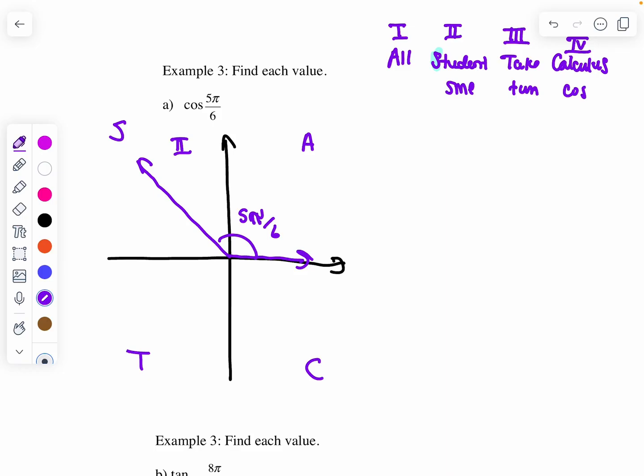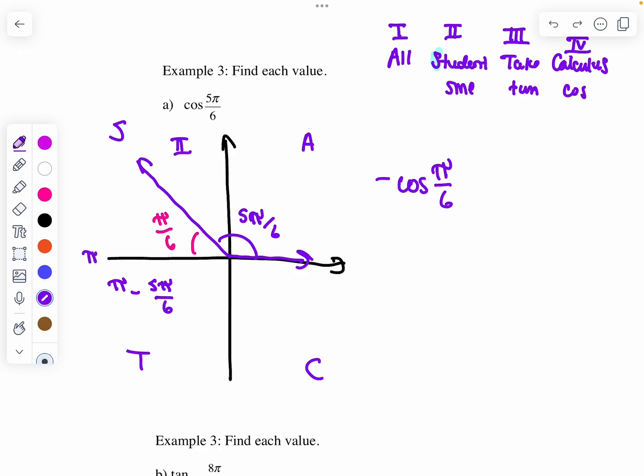Okay, there's a lot to think about here. It's not just the hand trick. All right, so let's find this reference angle. The reference angle is the angle it makes with pi. So the difference between pi and 5 pi over 6 is pi over 6. And we're finding cosine of that in the second quadrant. Cosine in the second quadrant is going to be negative because only sine is positive.